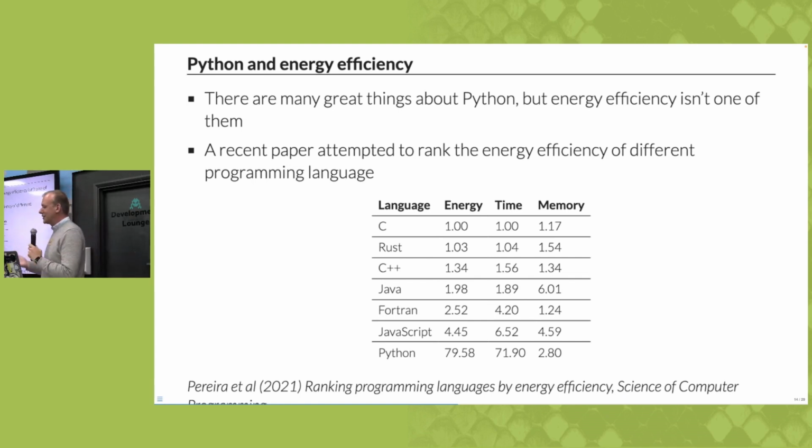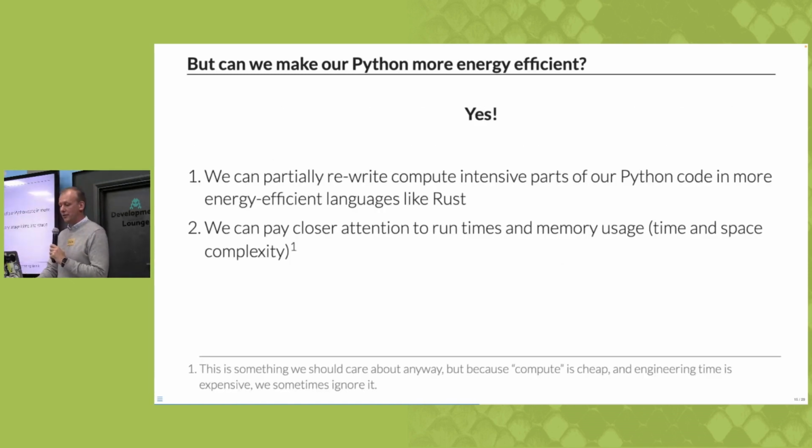And one of the things that I see as I go around GitHub and look at libraries that I'm interested in using is I see a lot of bad code. And I wish people would write better code. So can we make Python more energy efficient? So I think yes. And the two things that I think we can do is, one is we can partially rewrite compute intensive parts of our Python code in more energy efficient languages, like Rust. And I'll talk briefly about how to incorporate Rust into a Python package so that you can just call it like regular Python code.